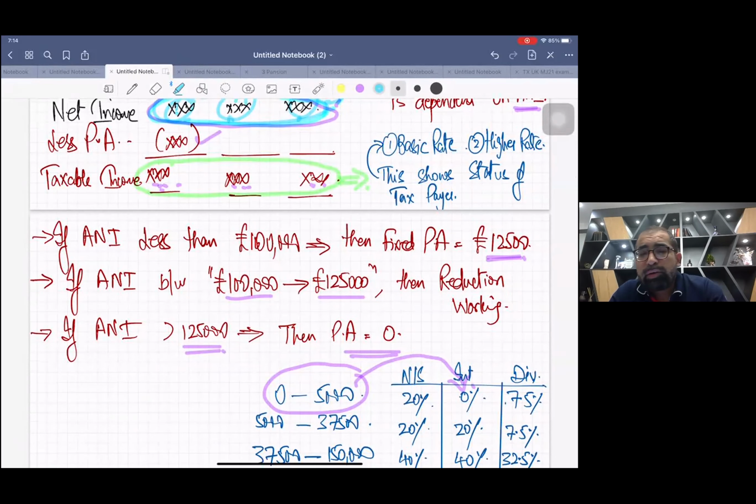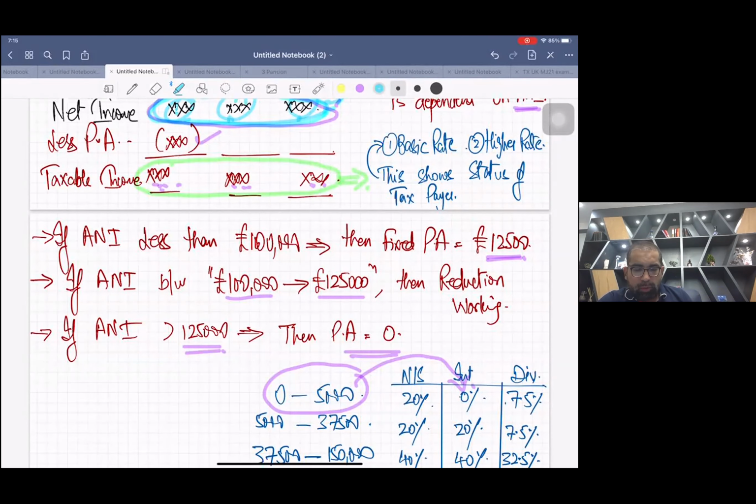If your ANI is between 100,000 and 125,000, means if your ANI is greater than 100,000 and less than 125,000, then you will have to do reduction working. Working means your personal allowance will gradually decrease. Right? Okay. And if your ANI is greater than 125,000, then you are not eligible for any personal allowance. That means your personal allowance will be zero.